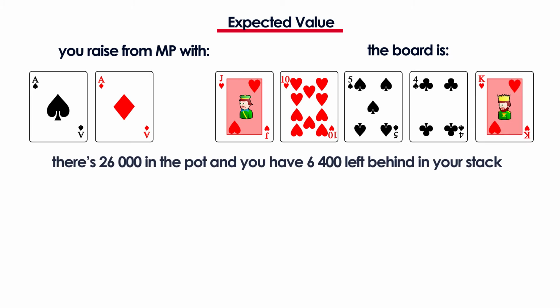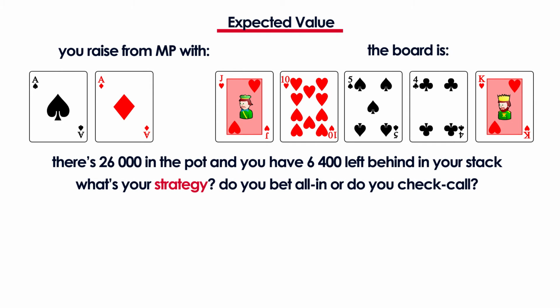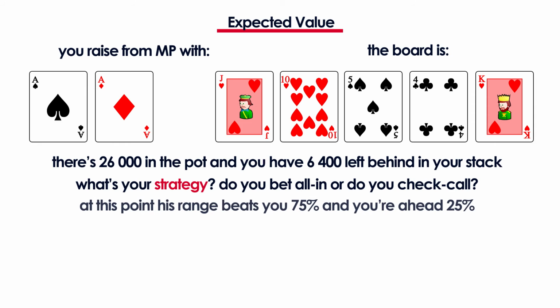The river is a king of hearts. What's your strategy? Do you go all in for your remaining 6400 or do you check-call? At this point, you are pot committed and your hand is too strong to fold, so folding is not an option. Let's look at the EV to help us decide what to do. Based on how you read this hand, you estimate that his range consists of draws that got there about 75% of the time and draws that missed about 25% of the time.